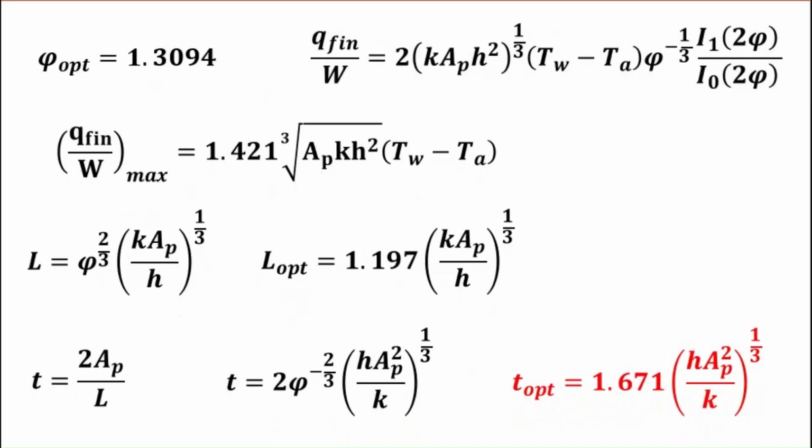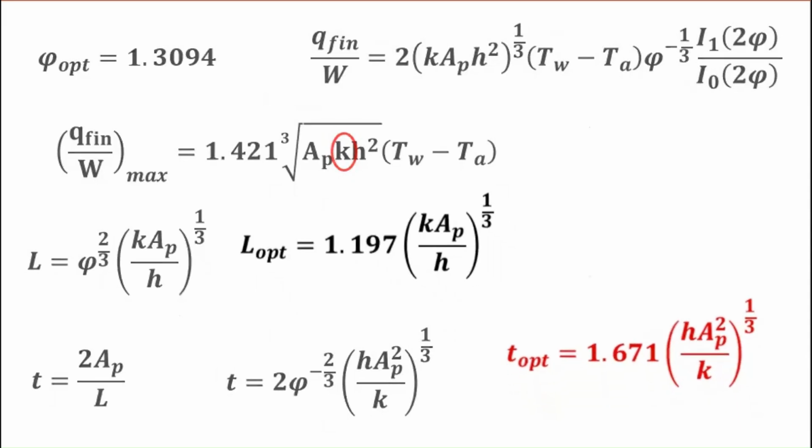This analysis also highlights the importance of fin material selection. Materials with high thermal conductivity significantly improve fin performance. For this reason, copper and aluminum are commonly used. Although copper has a higher thermal conductivity, aluminum is often preferred due to its lower weight and cost.